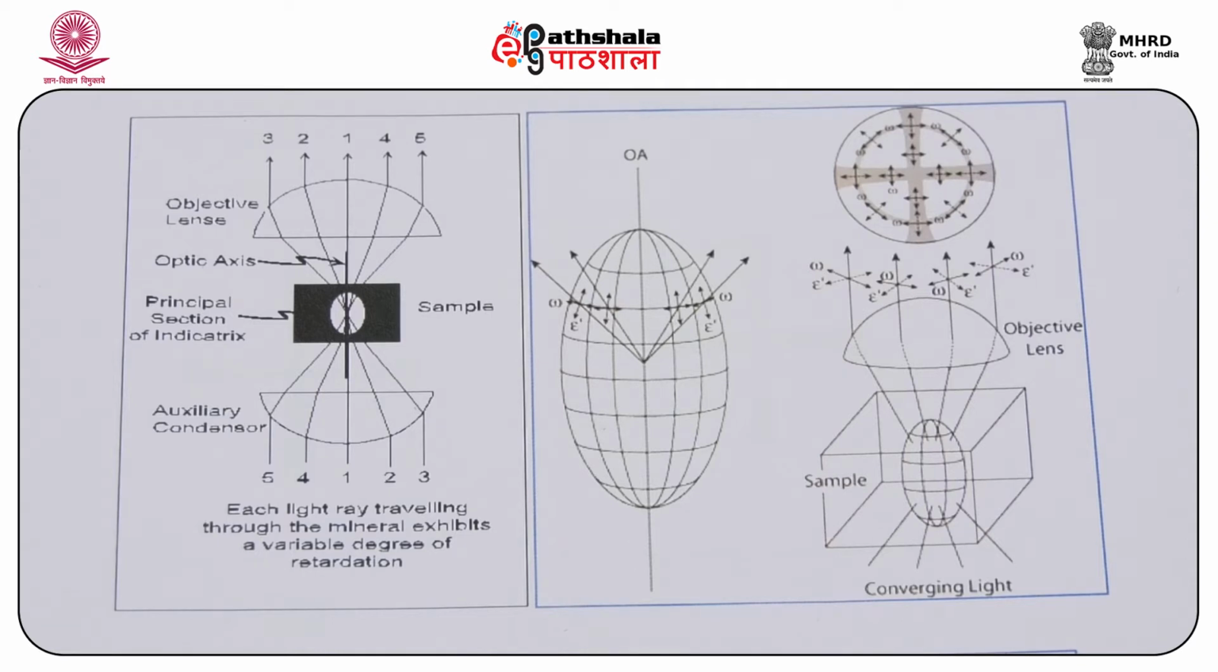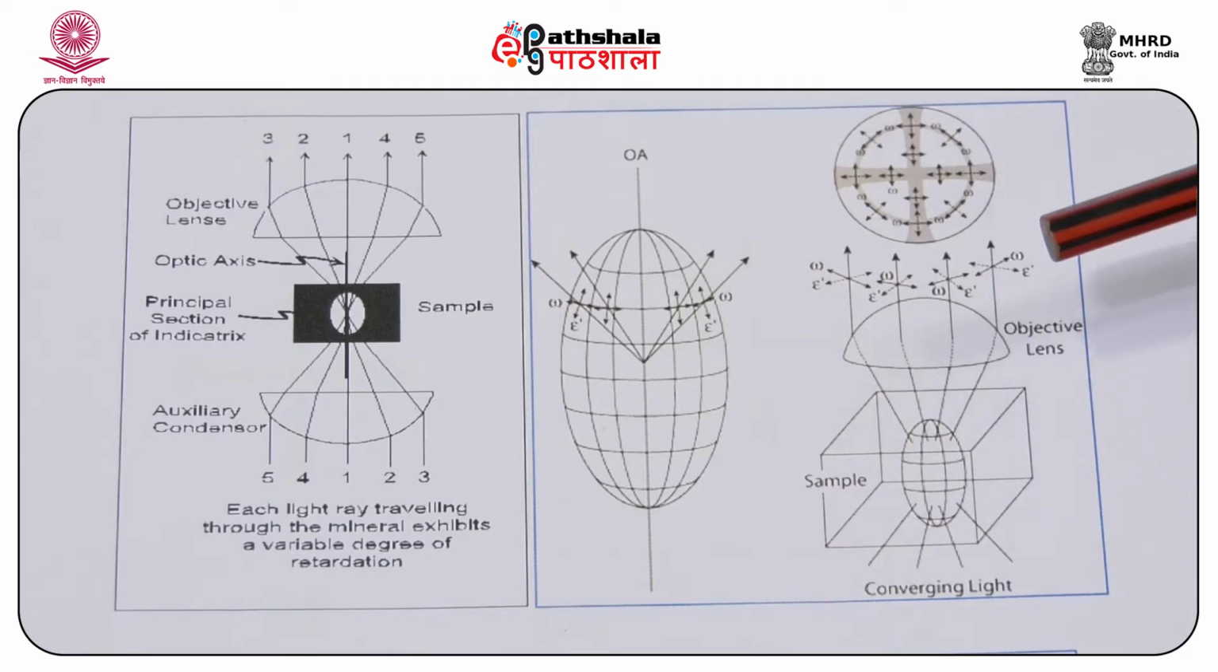Because the optical properties are symmetric about the optic axis, rings of equal retardation can be seen in the interference figure formed around the melatope, and minerals which show maximum birefringence will show more such colored rings called isochromes. When it comes to the formation of the isogyres, we will see it in this figure here.